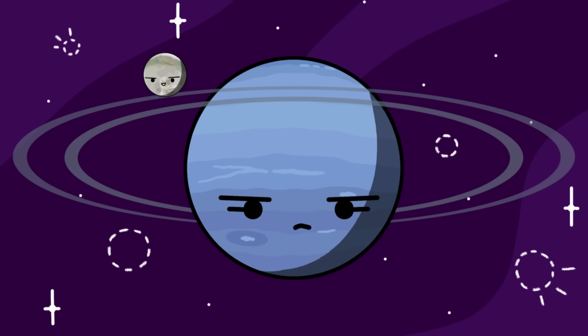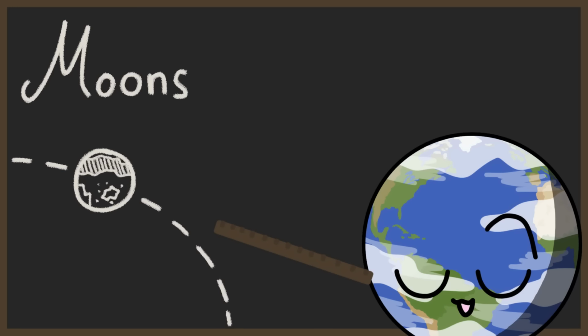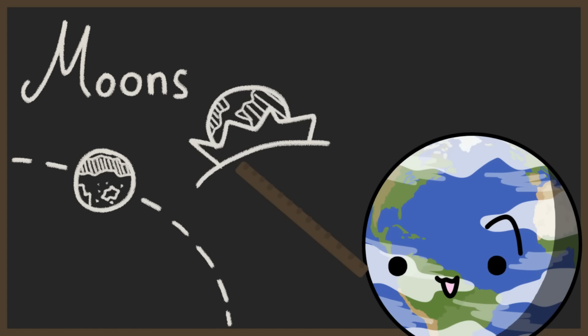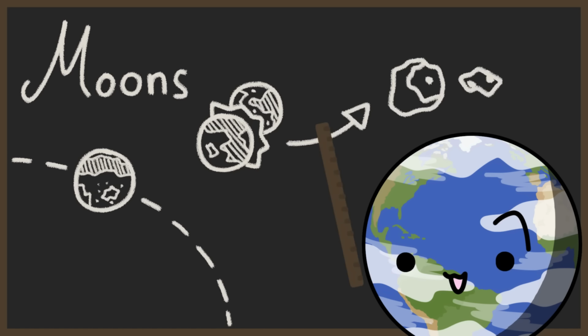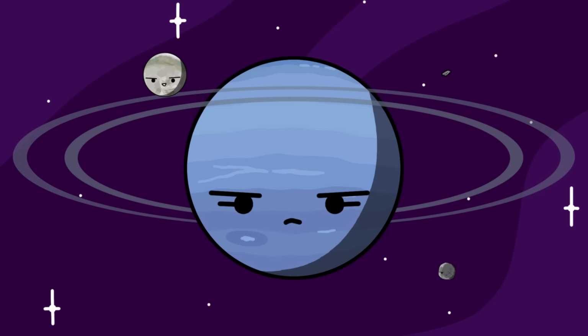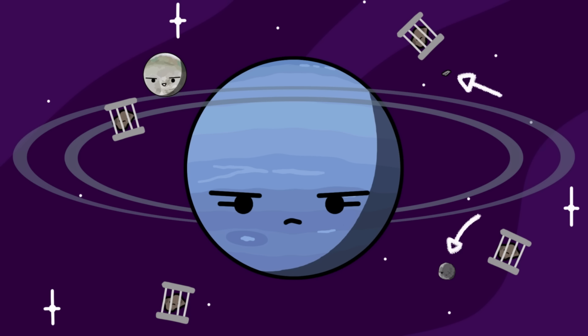The Triton capture theory also explains why Neptune doesn't have any other major moons today. Triton's capture must have disrupted their orbits so much that they either crashed into Neptune, got ejected into the Kuiper Belt, or crashed with each other to form Neptune's smaller moons. All the other moons of Neptune are nothing but captured asteroids or small non-rounded bodies orbiting close to Neptune.